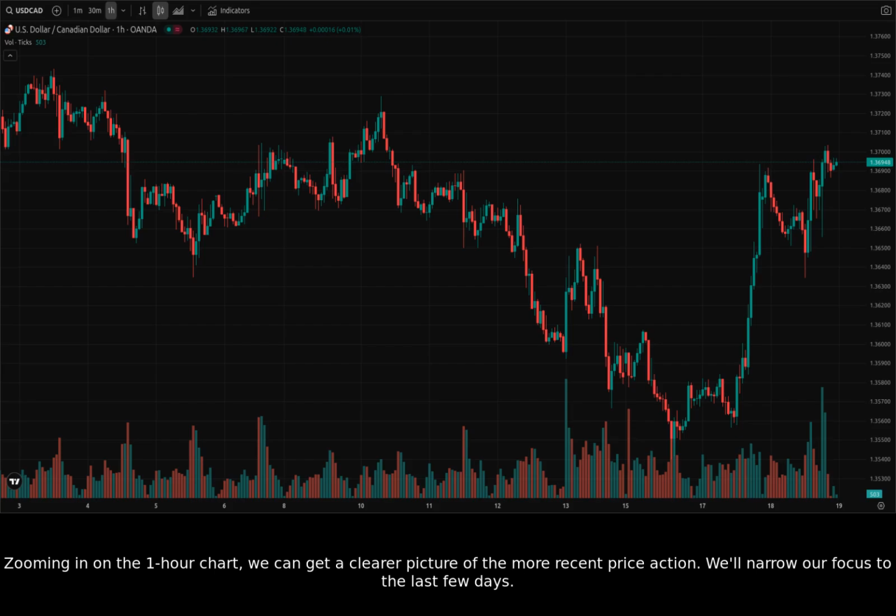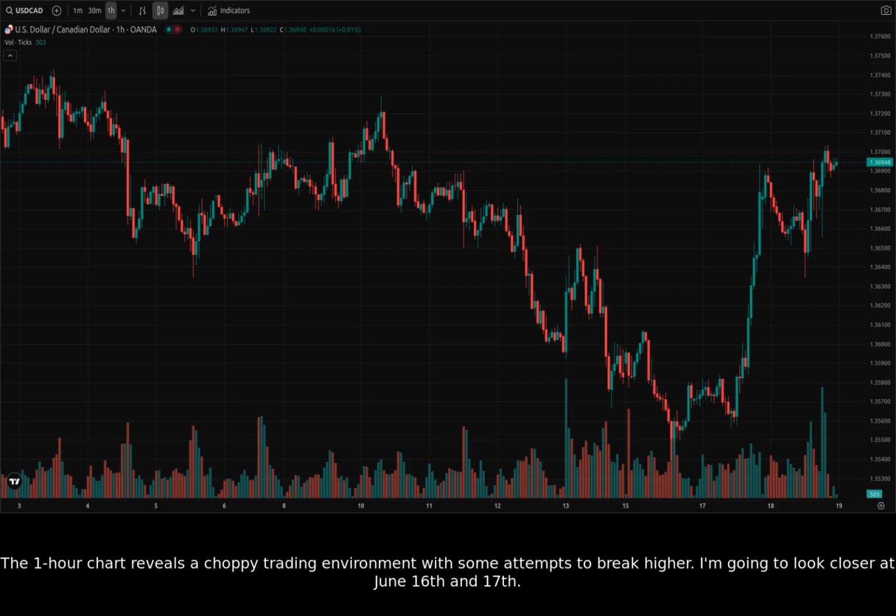Zooming in on the 1-hour chart, we can get a clearer picture of the more recent price action. We'll narrow our focus to the last few days. The 1-hour chart reveals a choppy trading environment with some attempts to break higher. I'm going to look closer at June 16th and 17th.